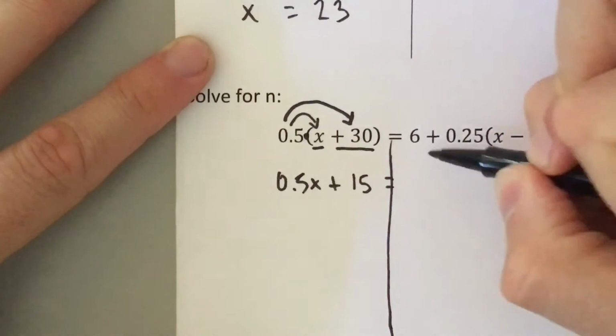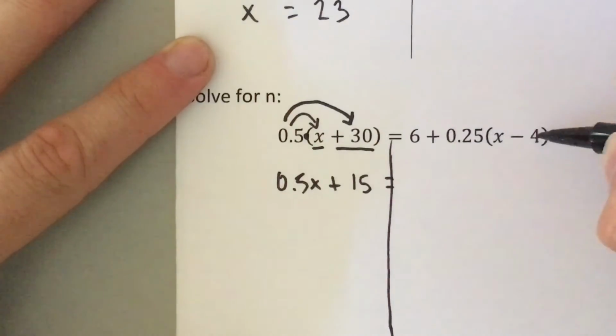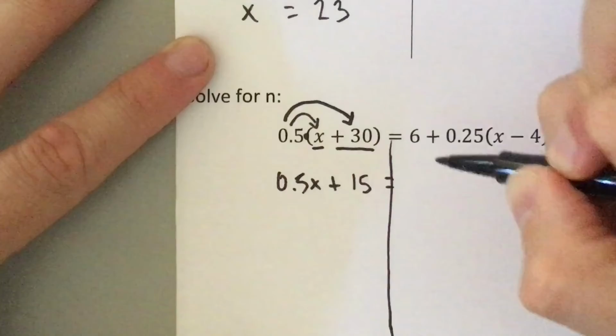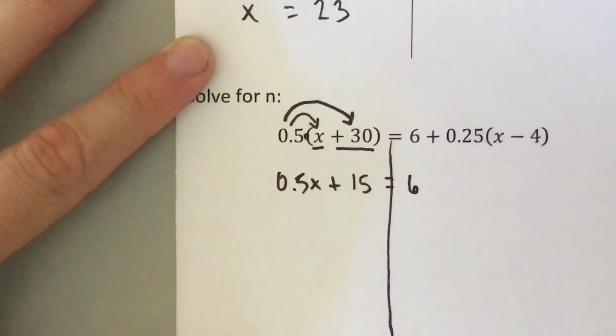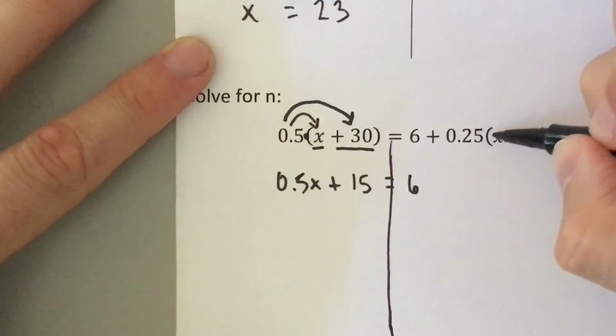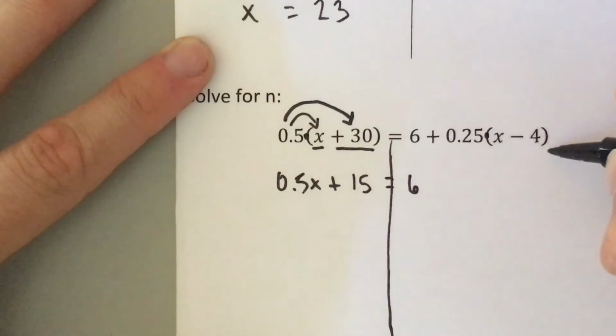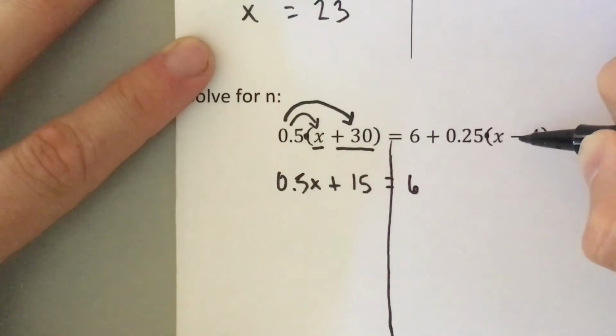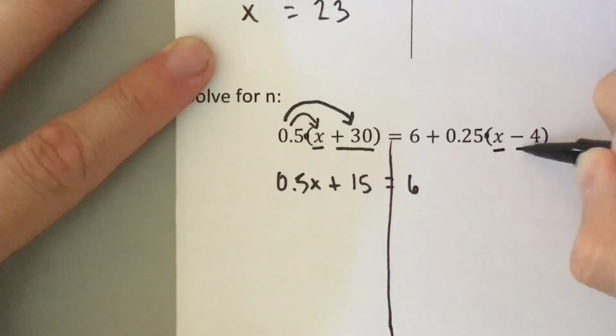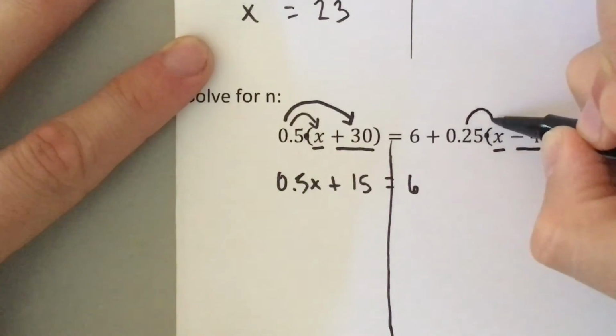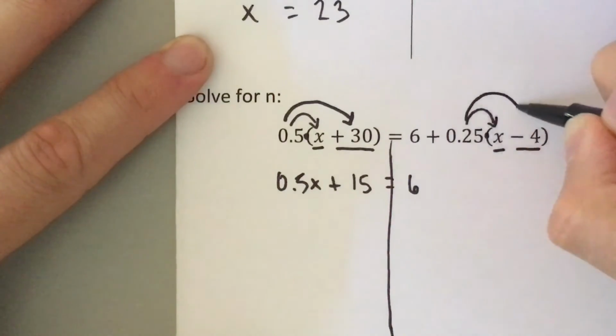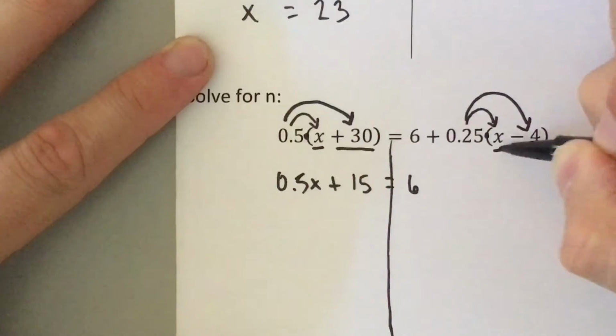On the right side, we have a 6 plus 0.25x minus 4. That's in parentheses. So that 6 is just kind of on its own, right? That 0.25 is actually attached to this group here. And inside of this group, there's an x and a minus 4. So there's two terms. And that 0.25 is going to get distributed to both of those terms.